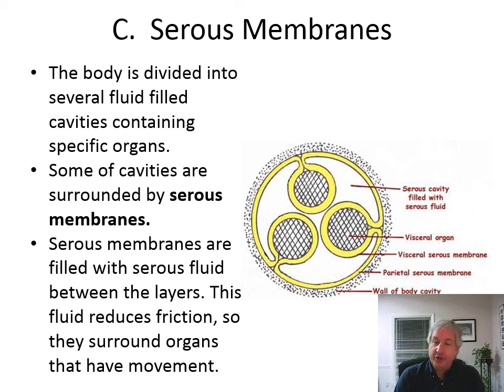So it reduces friction. So it reduces that buildup of heat, which would eventually turn into probably scar tissue. It surrounds organs that have movement. So what you have is a layer that attaches pretty much to the body wall, and the other layer attaches to the organ. Let's say this is the heart over here, so the layer that attaches to the heart would be called the visceral layer, and the layer that's outside that layer is called the parietal layer, and in between those is a little bit of fluid.